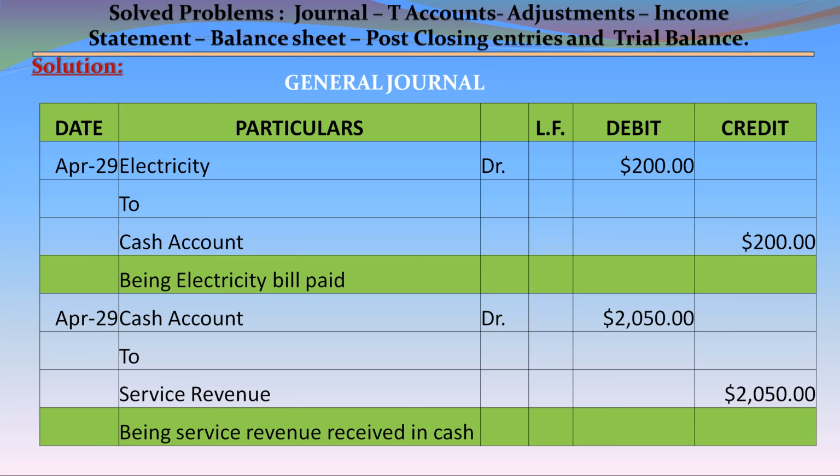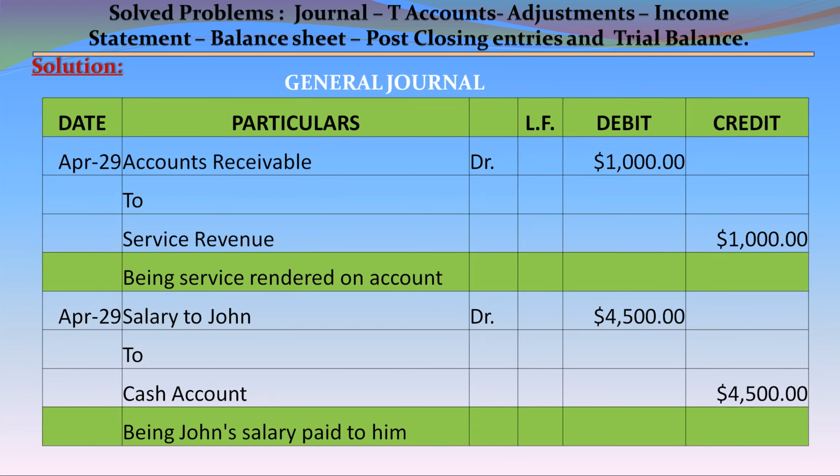April 29, cash account debit 2050 to service revenue 2050, being the service revenue received in cash. April 29, accounts receivable debit 1000 to service revenue 1000, being the services rendered on account. April 29, salary to John debit 4500 to cash account 4500, being John's salary paid to him.